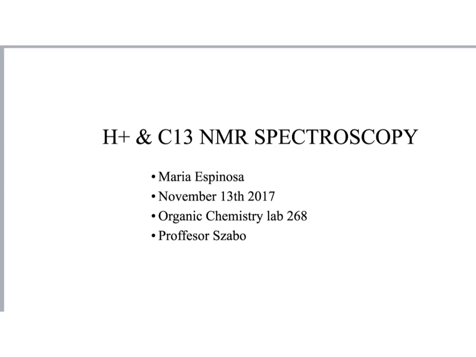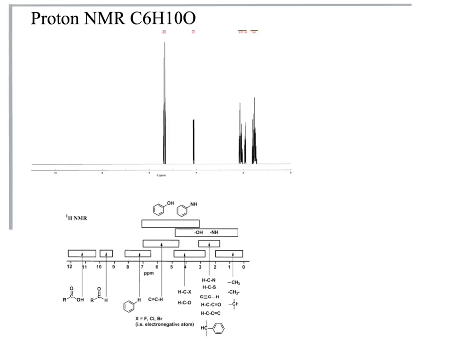Hello, my name is Maria Espinosa, and today we're going to look at proton and carbon-13 NMR spectroscopy for the molecular formula C6H10O. Proton NMR will help us to determine the number and type of hydrogen atoms in the molecule. Plus, it will help us to determine the structure of the carbon chain.